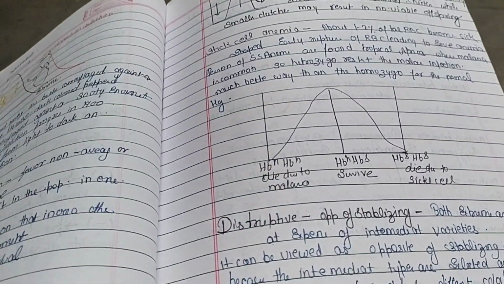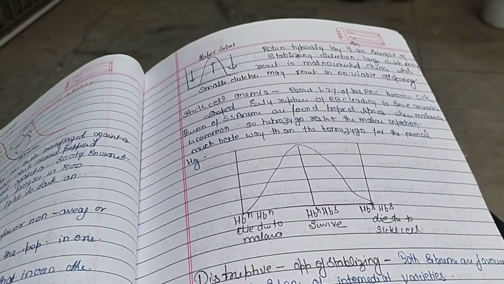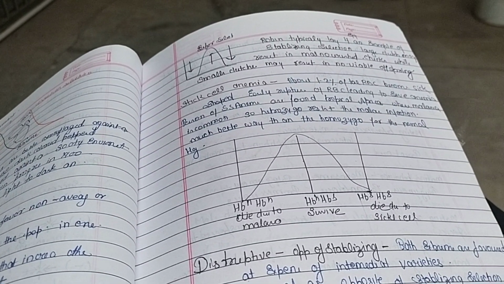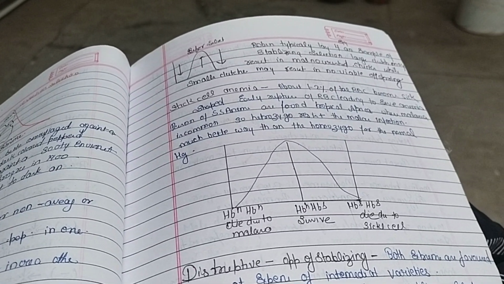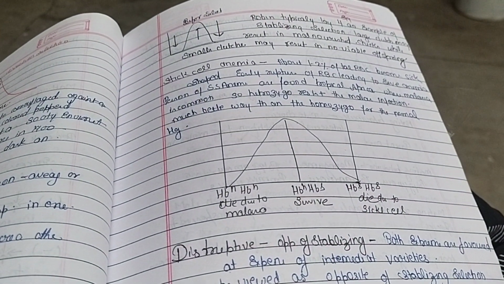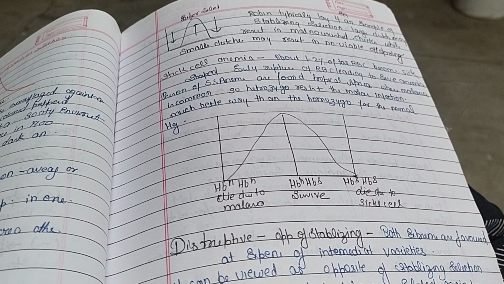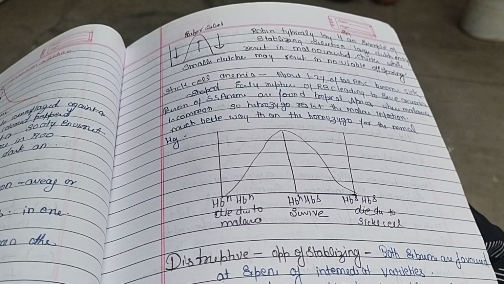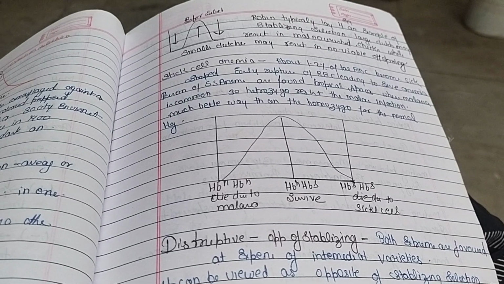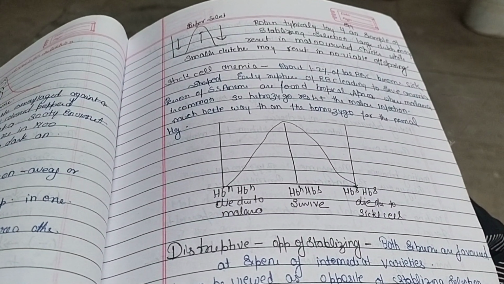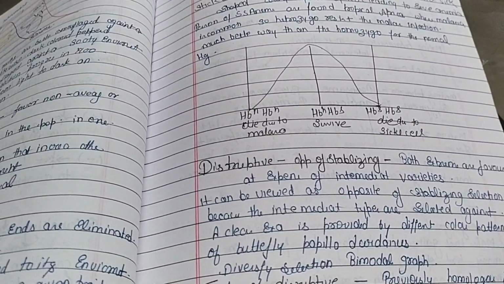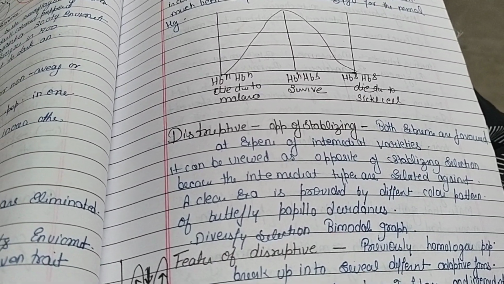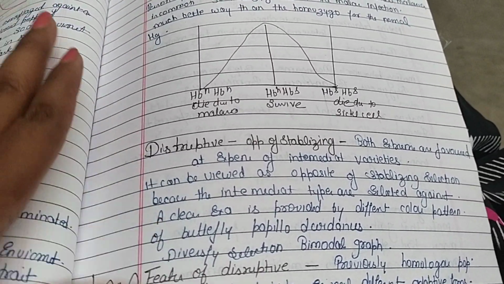Now we talk about disruptive selection. It's completely opposite to stabilizing selection, because stabilizing selection does not choose the extremes and often chooses the middle one. But in disruptive selection, both extremes are favored at the expense of intermediate varieties. It can be viewed as the opposite of stabilizing selection, because the intermediate types are selected against. A clear example is provided by different color patterns of the butterfly Papilio dardanus. Diversity is indicated by bimodal graphs, a feature of disruptive selection in a previously homogeneous population. It prefers the homozygous, whether recessive or dominant. It does not prefer the heterozygous.